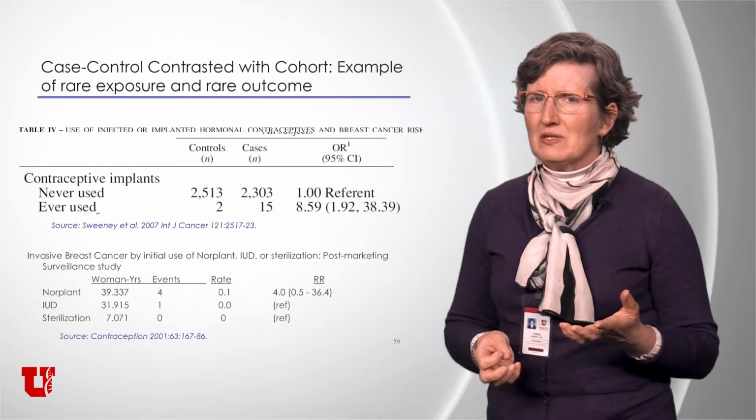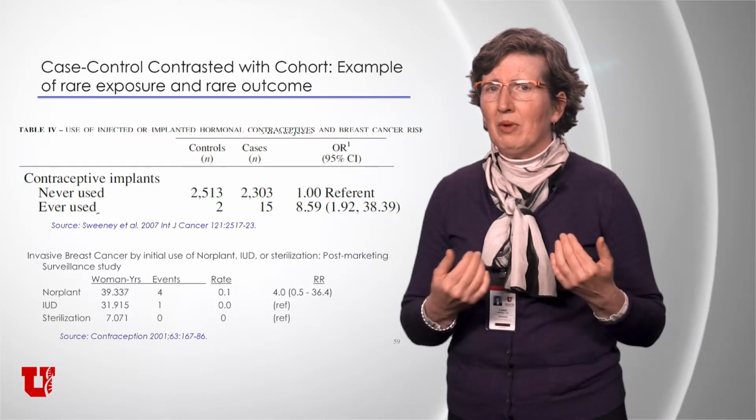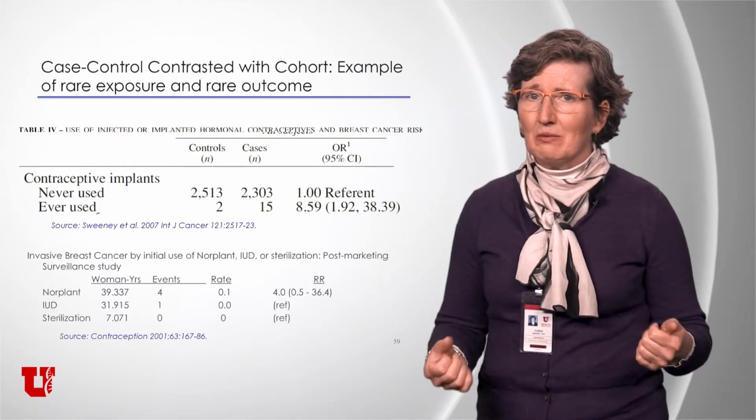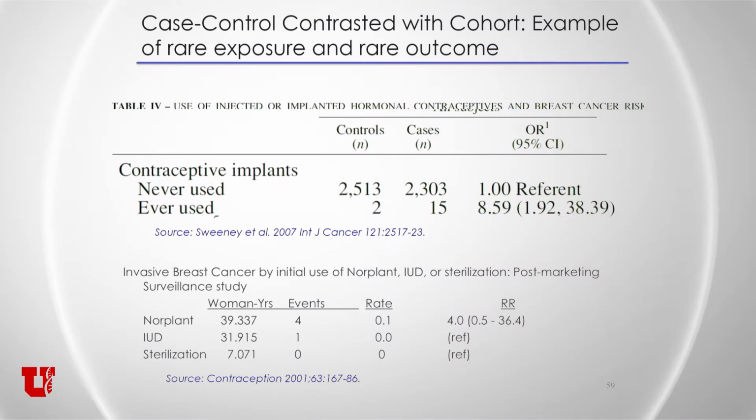So the relative rarity of breast cancer in the community was overcome by doing a case control study, but the exposure was highly rare, and in this community-based study, we had so few. So contrast this with a study that I found to refer to in our discussion section, a study that looked at invasive breast cancer by initial use of Norplant, IUD or sterilization. This was a post-marketing surveillance study, so essentially this was a cohort study.